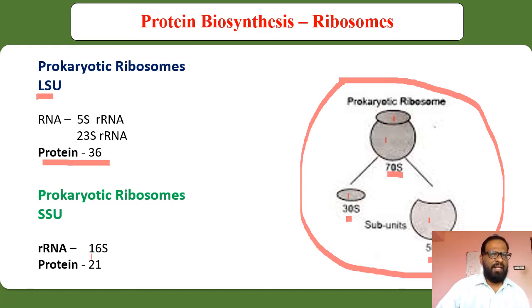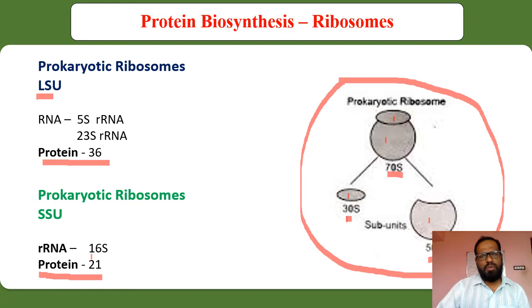In E. coli, the 16S RNA has about 1,540 bases. And how many proteins are present? 21 different types of proteins are present. This is some information related to the large subunit and small subunit of the ribosome.